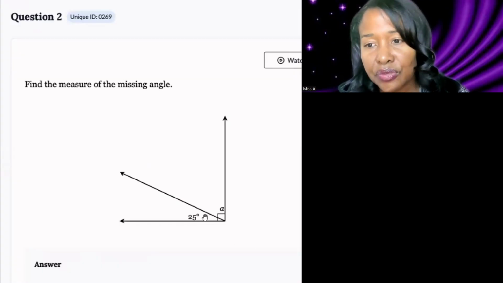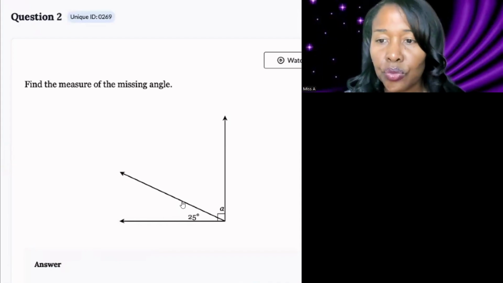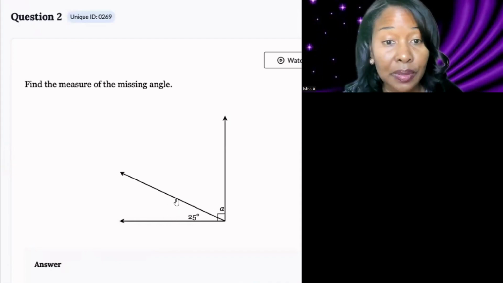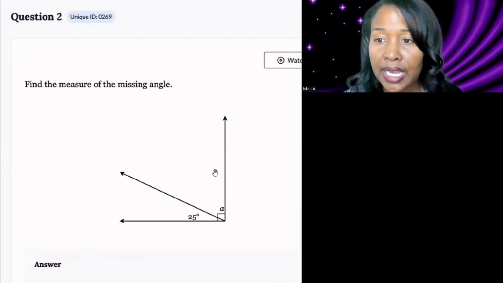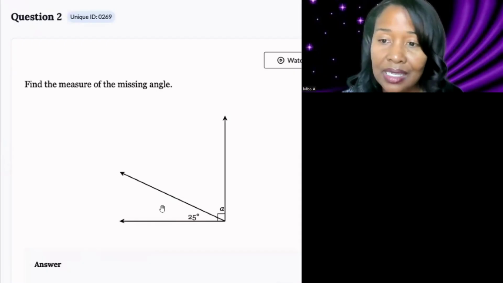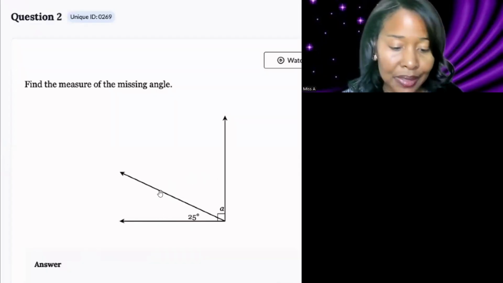So I do have a 90-degree angle here indicated by this little perpendicular box. Part of the angle measure has been given. It's 25 degrees right here, right? But the other part we don't know its value. So we have to figure out what is the value of angle A. What it means is this 25 degrees plus A has to add up to 90 degrees.